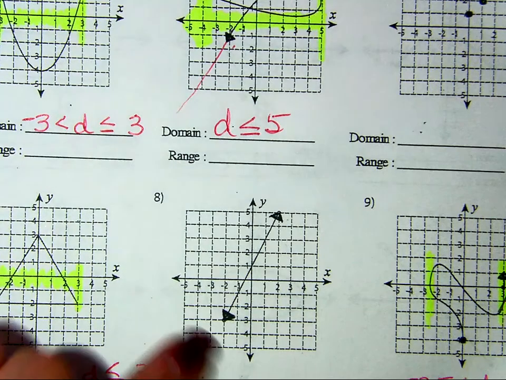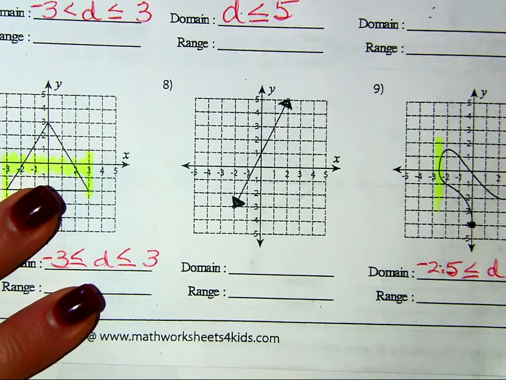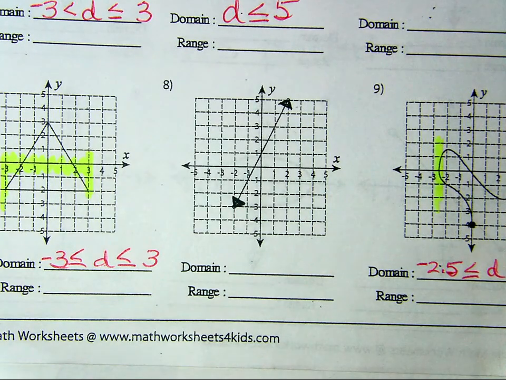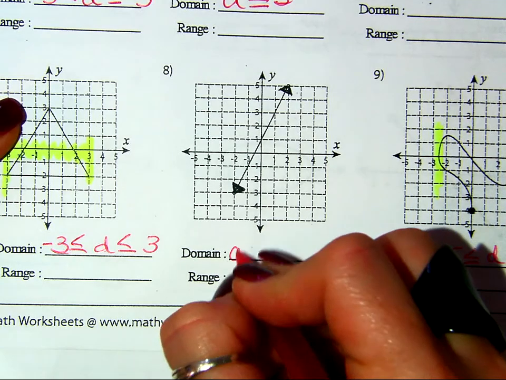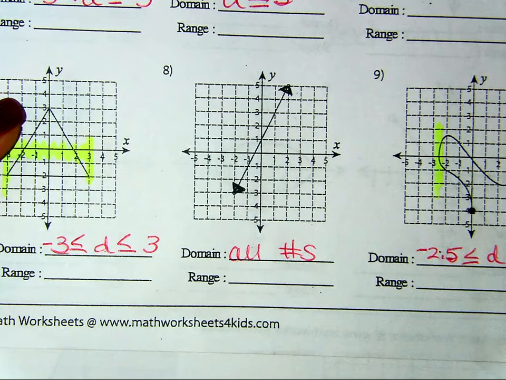How far to the left can this go? Forever and ever to negative infinity. How far to the right can it go? Forever and ever to positive infinity. So what's my domain? Everything. How do we say everything? All numbers. All real numbers. You could say negative or positive infinity. There's a lot of ways to say it.